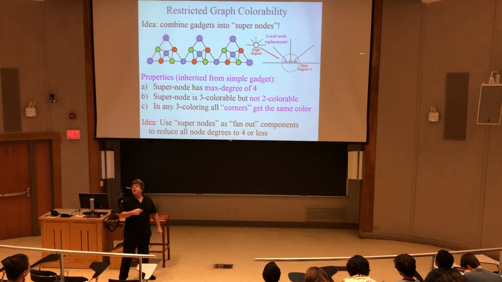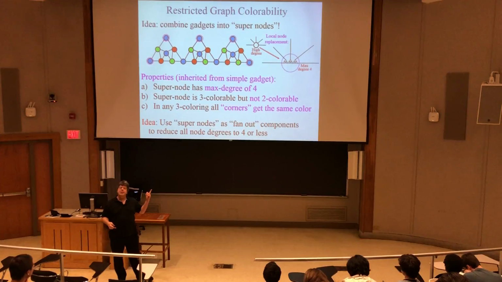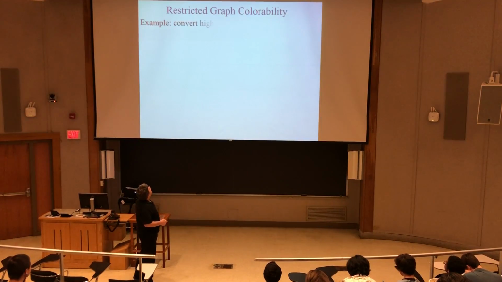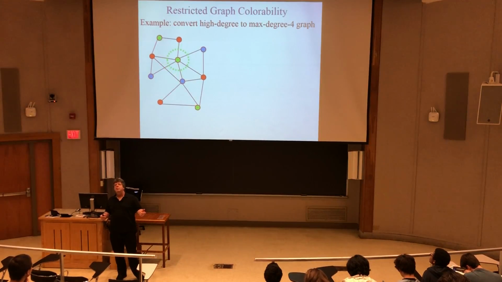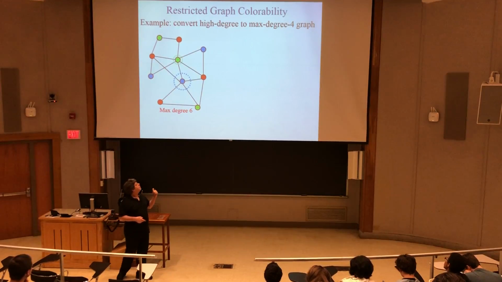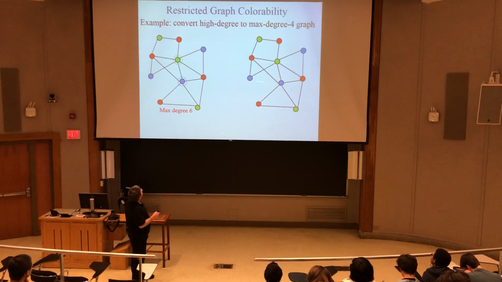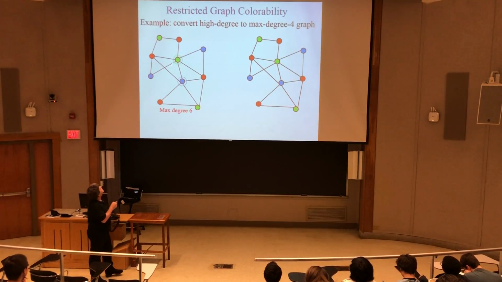So we keep doing this, we keep replacing any high degree node with these gadgets. And once you do that, you get a new graph whose max degree is no more than 4, but has the property that it's 3 colorable only if the original graph was 3 colorable. So here's an example. I'm copying this graph over here. Here are the problematic nodes of degree more than 4. Here's degree 6. Here's degree 5.